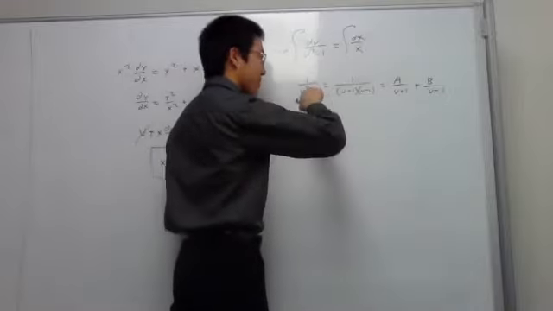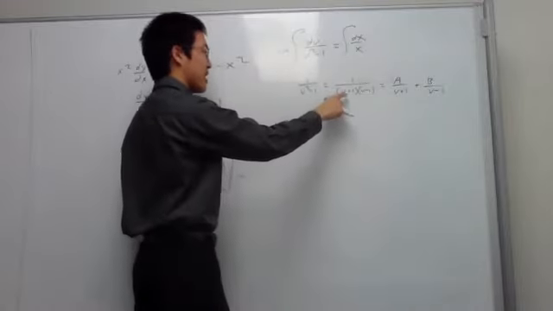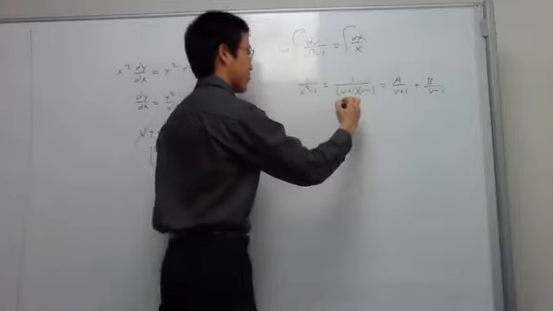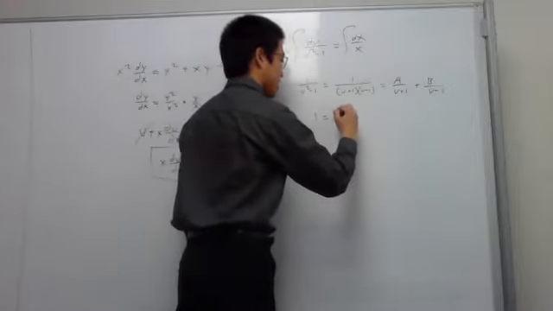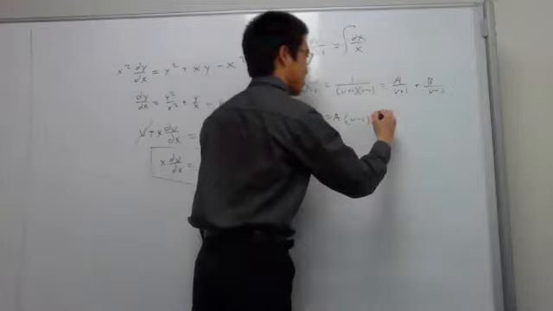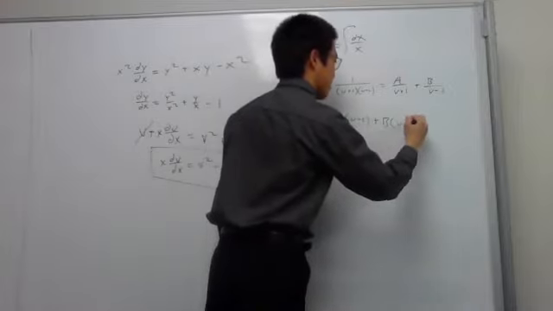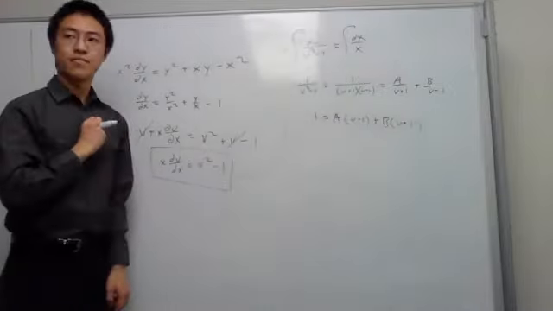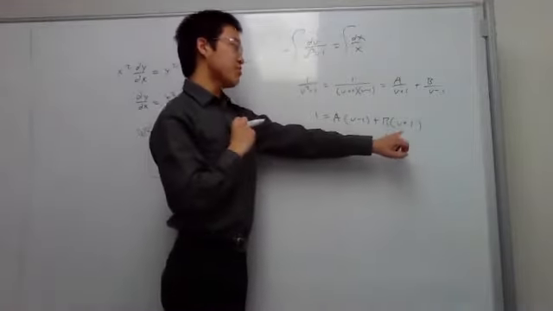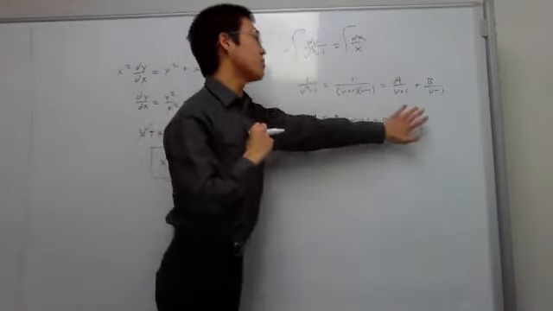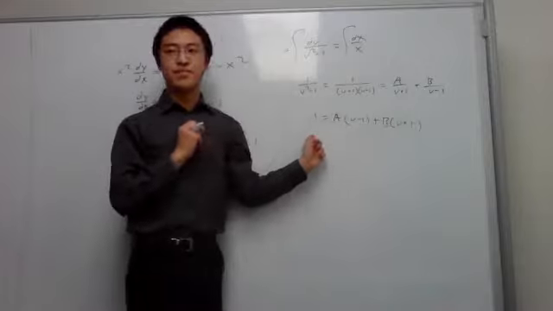So the strategy is simply multiply everything through by v plus 1 times v minus 1. So that'll leave you with 1 is equal to A(v minus 1) plus B(v plus 1). And so we just strategically choose arbitrary values of v to make either one of them disappear, and then we see what ends up happening to the other one.